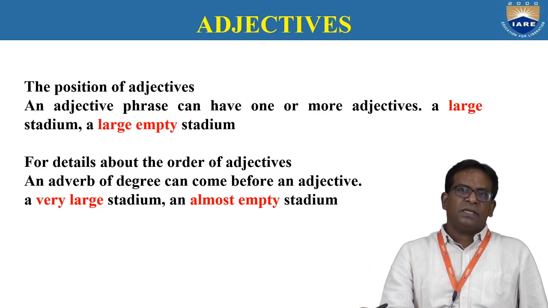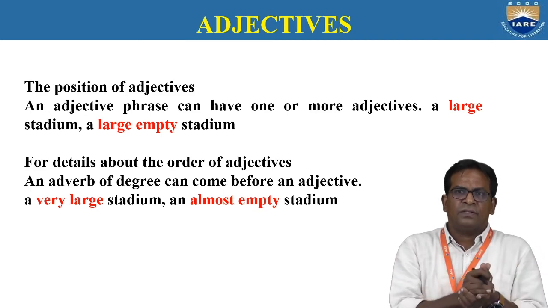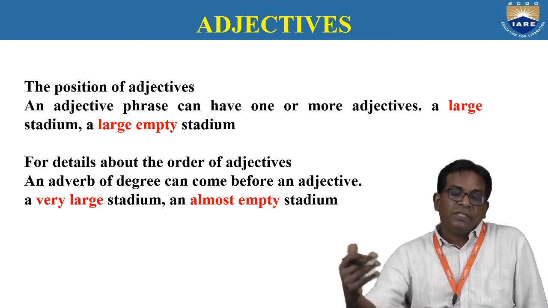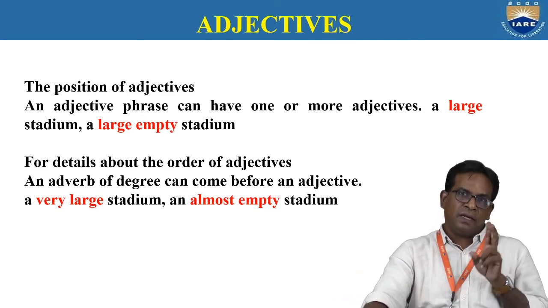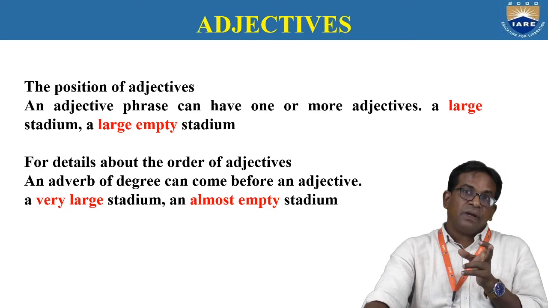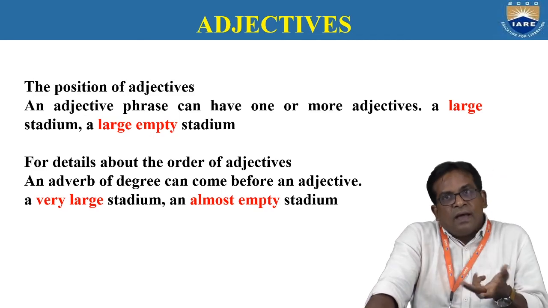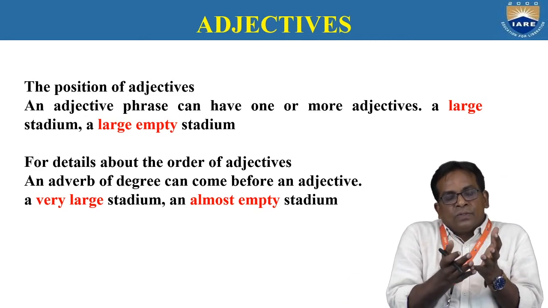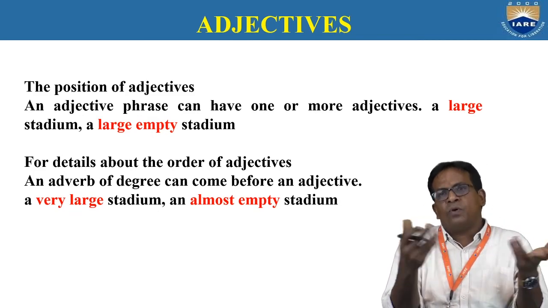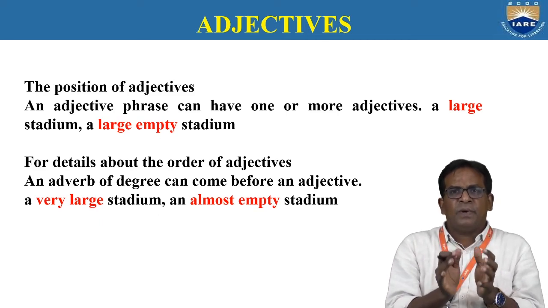The word large talks about the stadium, whether it is small or large. See this one, a large empty stadium. In the first one, a large stadium, there is one adjective. A large empty stadium: large and empty. So what I want to convey is that an adjective phrase can have one or more than one adjective. It depends on the requirement, it depends on the context.